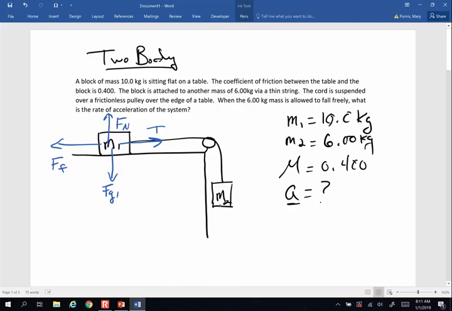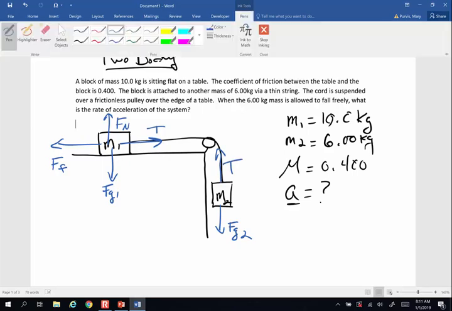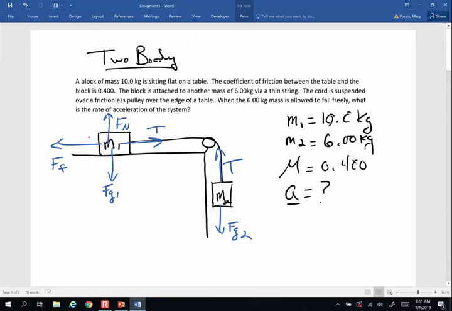Block 2, there's going to be the force of gravity on block 2, and the tension in the string is upward. Now, if we've got wacky motion like this that's not just straight back and forth or up and down, we are going to call the direction of motion positive, so anything going off the table is positive, and anything that opposes that motion, we're going to call negative.